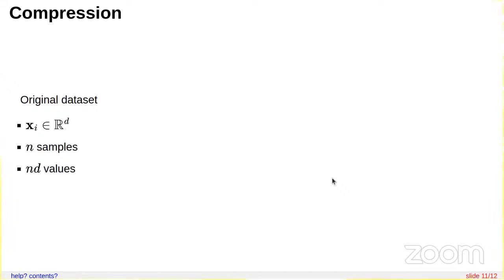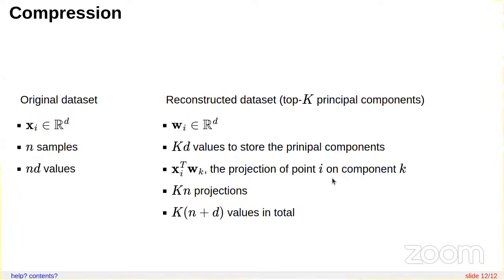So what's the use of PCA? Decreasing the d values, right? What will be the final number of values I'll have to store for these n data points? KD plus KN. That is right. We have KD values for the k principal components, and we need to store the projections for each of these points. There are k into n projections that we'll have to store. So KD plus KN.